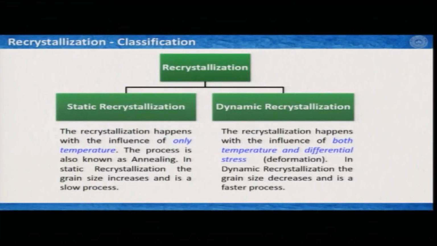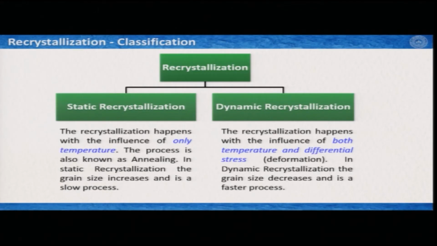So, we can classify recrystallization in 2 basic ways. One is static recrystallization and another is dynamic recrystallization. Static recrystallization, if you have to understand, it is very simple. It happens with the only influence of temperature. The process is also known as annealing. That means it makes your grains strain free. So, anneal means making something strain free. In static recrystallization, the grain size generally increases and it is a relatively slow process.